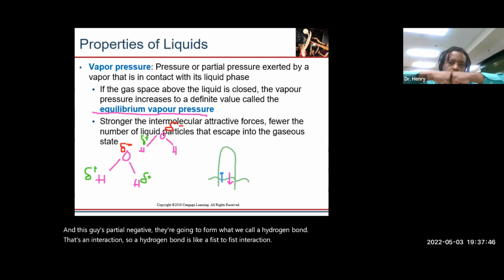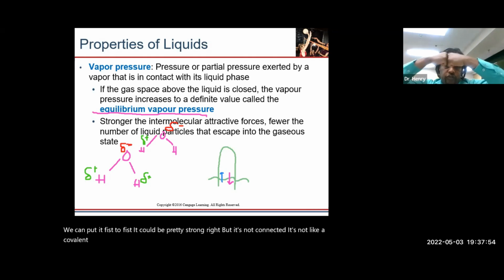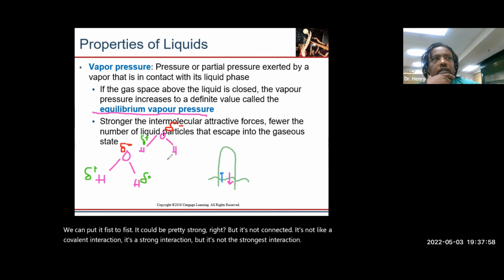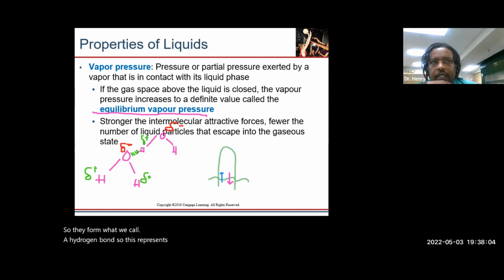You know, we can put it fist to fist, it can be pretty strong, right? But it's not connected. It's not like a covalent interaction. It's a strong interaction, but it's not the strongest interaction. Okay. So they form what we call a hydrogen bond. So this represents that hydrogen bond.